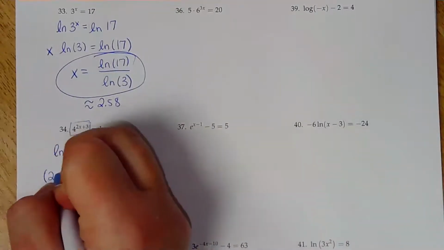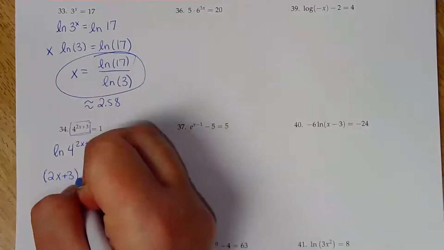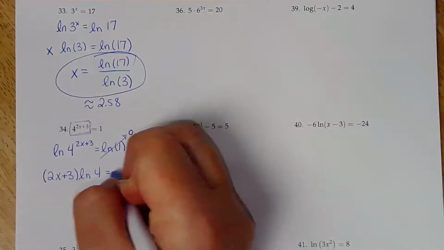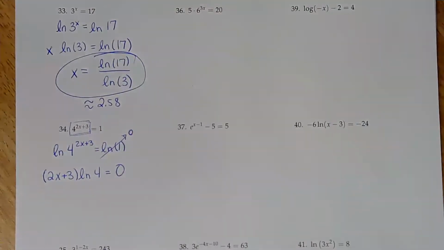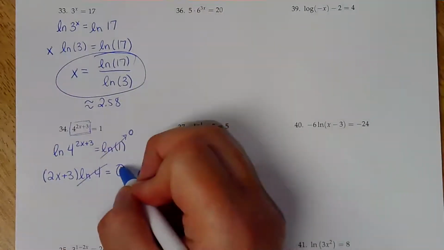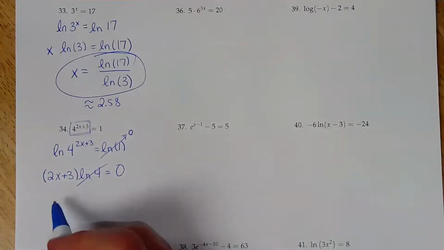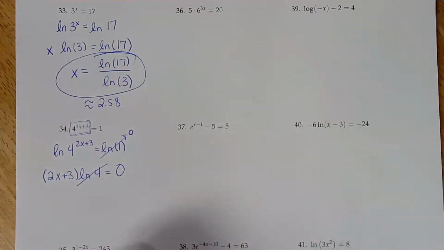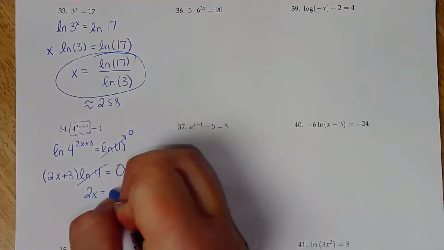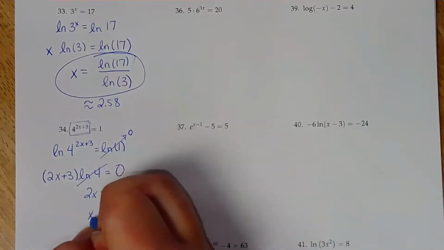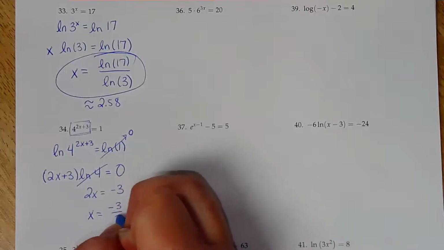That gives me 2x plus 3 in parentheses, times ln of 4, is equal to 0. And then I'm going to divide both sides by ln of 4. And 0 divided by ln of 4 is 0. That's kind of nice. That leaves me with 2x plus 3 is equal to 0. So if I subtract that 3 over, I get 2x is equal to negative 3, so x is negative 3/2.